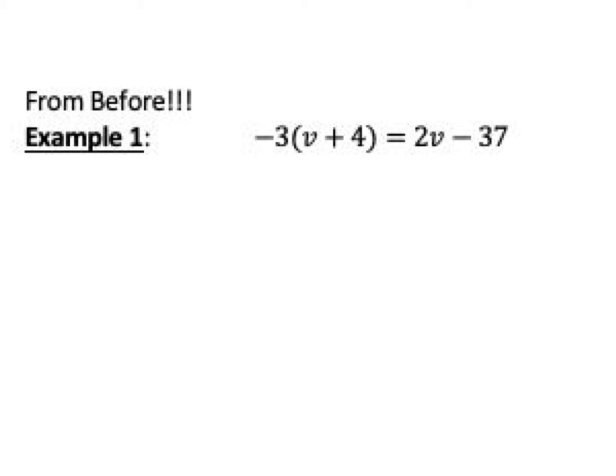All right, so this is from before, so let's go ahead and we're going to look inside the parentheses. We have a V and a 4. Can we add those together? Nope. All right, so then we're going to look on the outside, and we have a negative 3. So we're going to take negative 3, we're going to multiply it by V, so we're going to say negative 3V. We're going to say negative 3 multiplied by 4 is negative 12. And then we're going to have 2V minus 37.